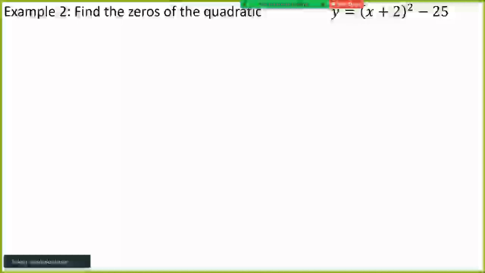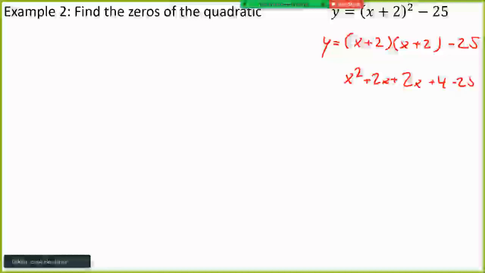We're going to multiply out the x plus 2 squared. Remember, x plus 2 squared means parentheses times itself. So I'm going to expand that, multiply those together. Bring down the minus 25. And now we just multiply like we started doing in the beginning of Unit 2. So x times x, x times 2, 2 times x, and then 2 times 2, minus 25. Bring down your stuff.